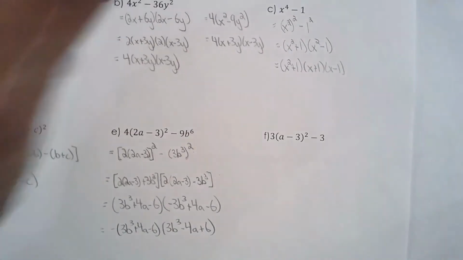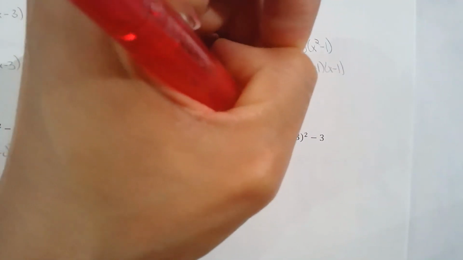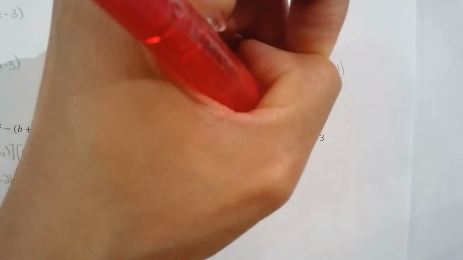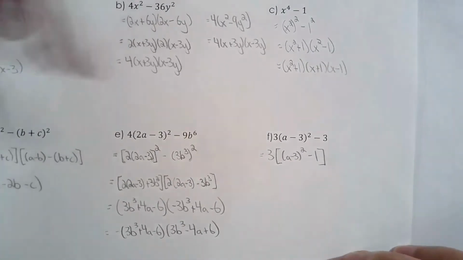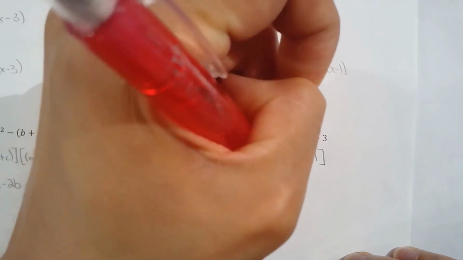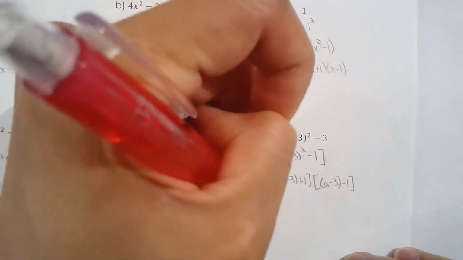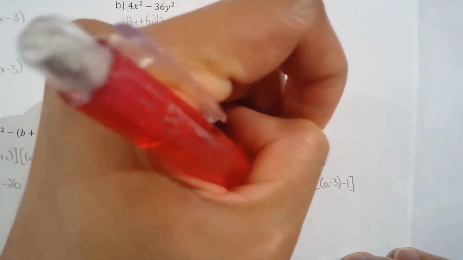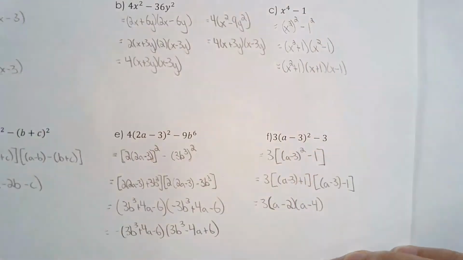Okay, F. Let's take a look. Is that a perfect square? No, 3 is not a perfect square, but what can we do? We can factor. Right? 3 is a common factor. And then I see a difference of squares here. So it's going to be a minus 3 plus 1, and then a minus 3 minus 1. So it's going to be a minus 2, a minus 4. Beautiful. Perfect.